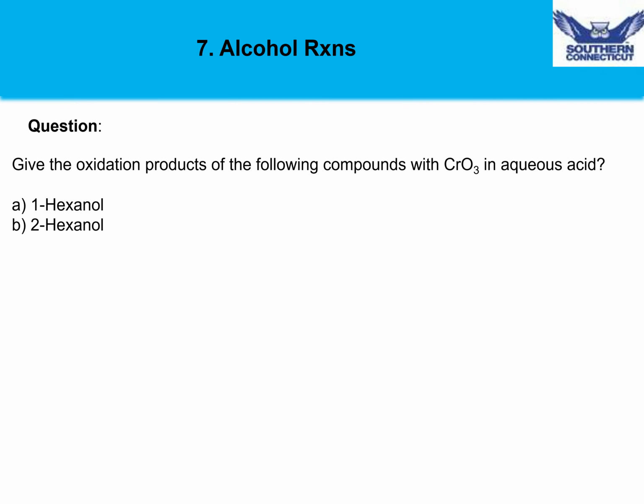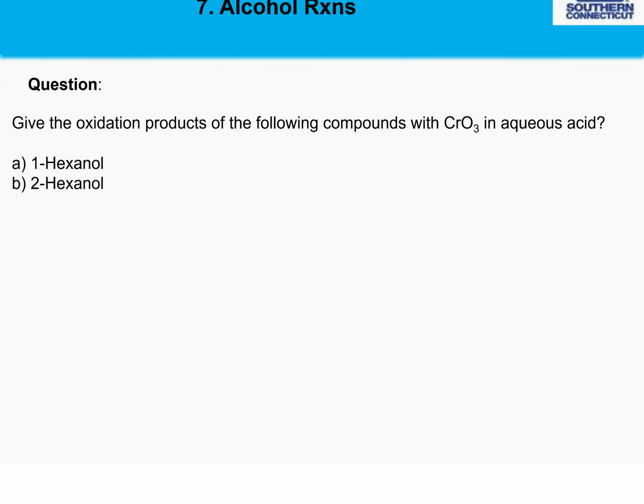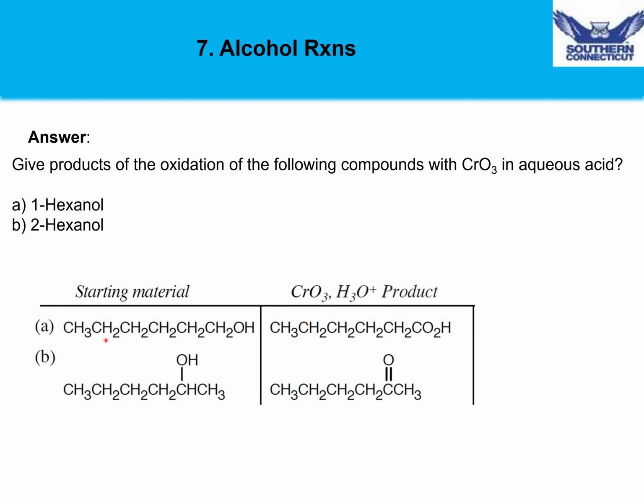In this question, we're going to try to predict the product that would occur from the oxidation of these two alcohols with chromic acid. Primary alcohols such as 1-hexanol are typically converted into carboxylic acids with chromic acid. Secondary alcohols, on the other hand, are converted into ketones.